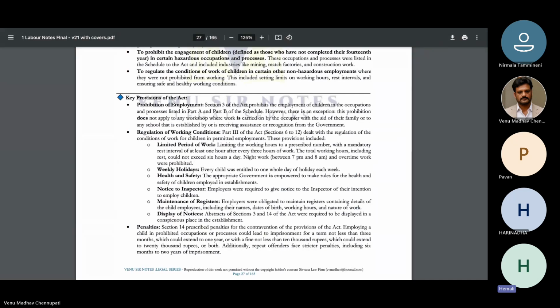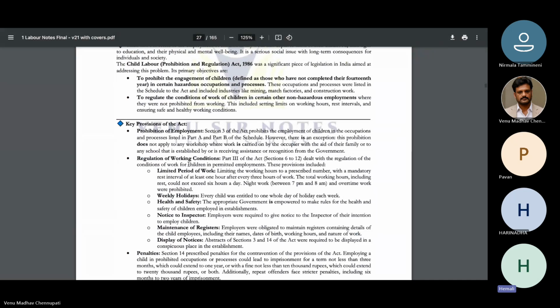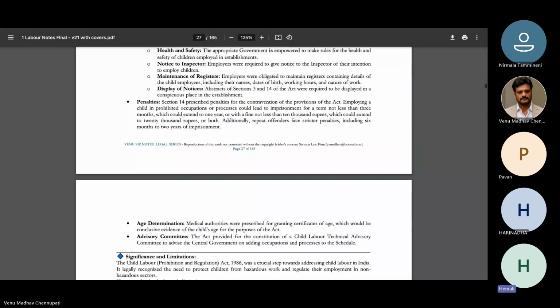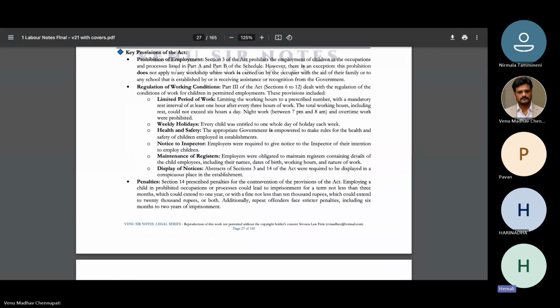Key provisions of the Act is prohibition of employment. I told this. Then regulation of working conditions. Part 3 of the Act, Section 6 to 12, dealt with the regulation of the conditions of work for children in permitted employments. These provisions include limited period of work, limiting the working hours to a prescribed number with a mandatory rest interval of at least 1 hour after every 3 hours of work.